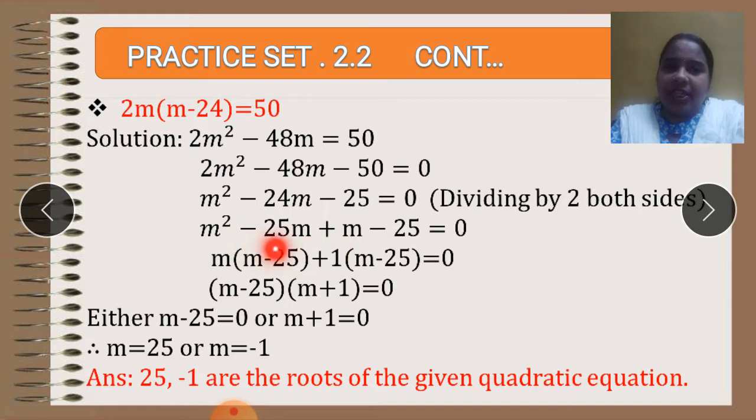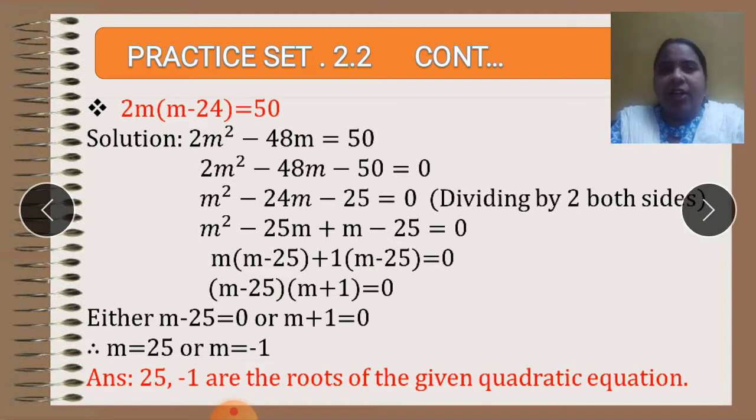I hope you are understanding this. So it can be written as m square minus 25m plus m minus 25 is equal to 0. Now as we did in the previous sum, we will combine these two terms and try to take common. Once you have taken common, the thing which is repeated, write it only once, and the remaining which is outside, like m plus 1, that should be the next factor. Correct? So what are the factors of this? (m minus 25)(m plus 1) is equal to 0.